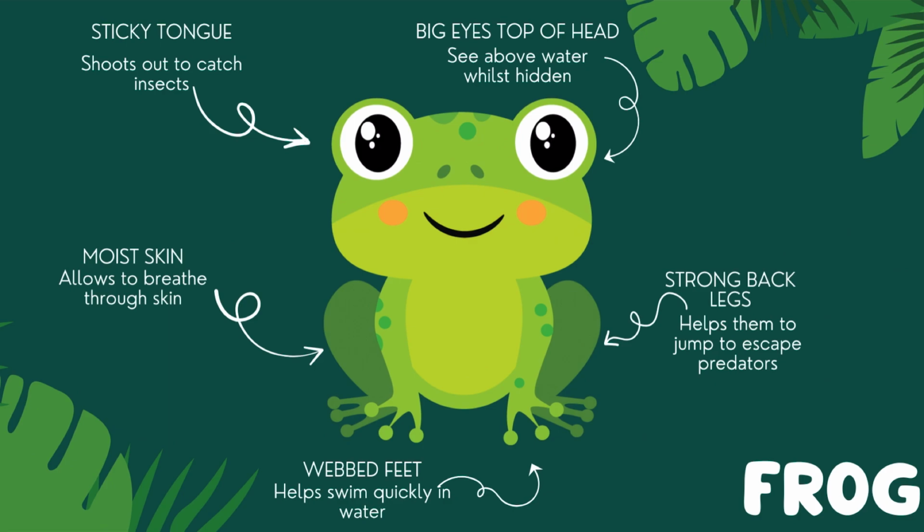So frogs also have lots of adaptations that let them live in their habitat, but these are quite different from the camels. They have a sticky tongue to shoot out to catch insects which they eat. They have big eyes on top of their heads to allow them to see just above the water, whilst their bodies are mostly hidden underneath. They have strong back legs to allow them to jump to escape predators or animals that are trying to eat them. And they have webbed feet to help them swim quickly in water. They also have moist skin, which allows them to breathe through their skin, which is really cool.